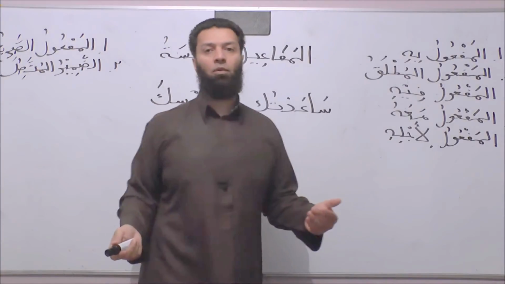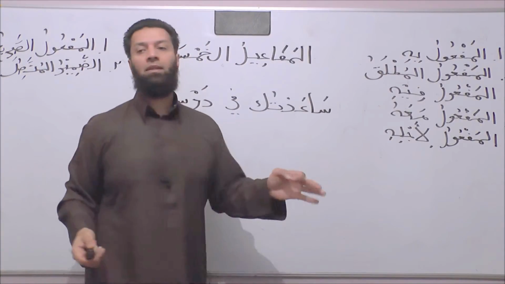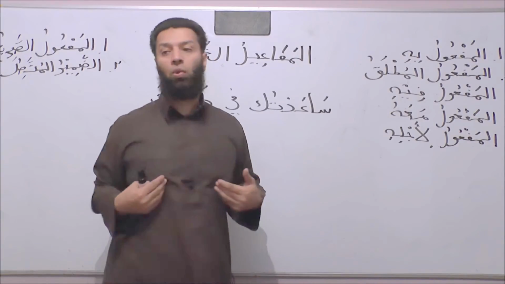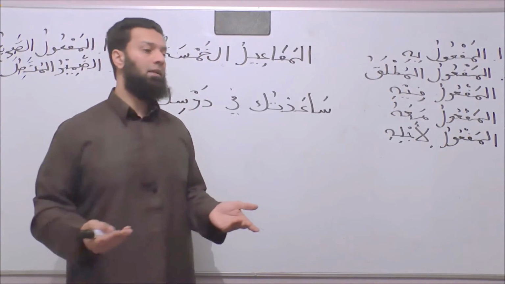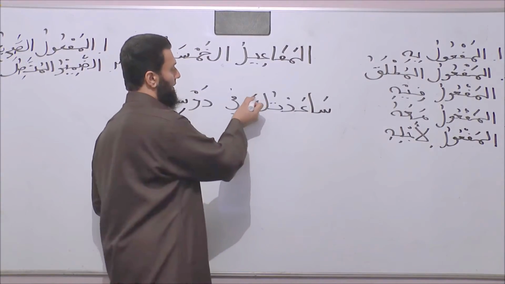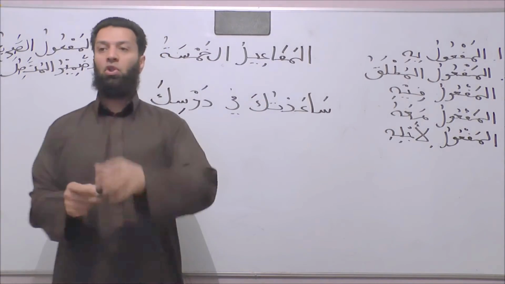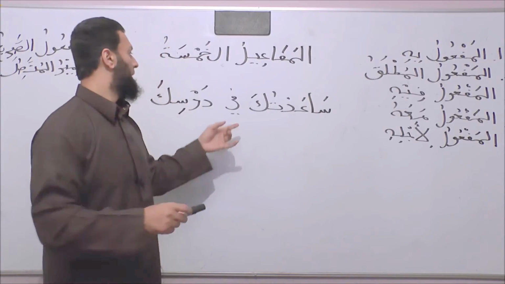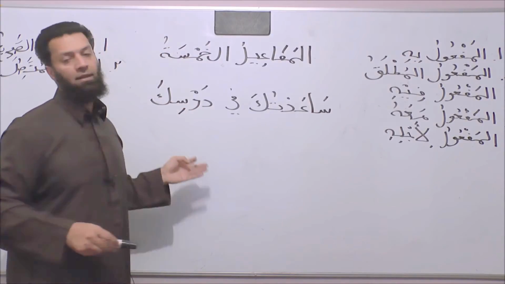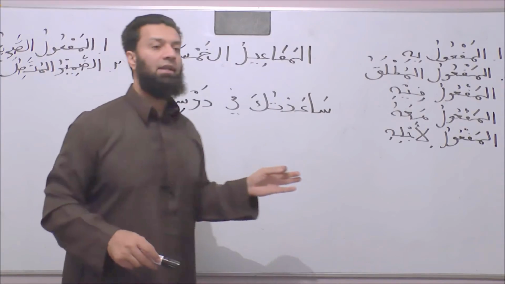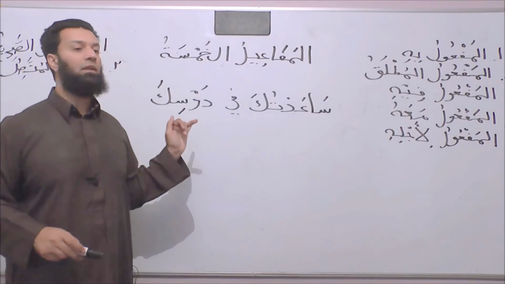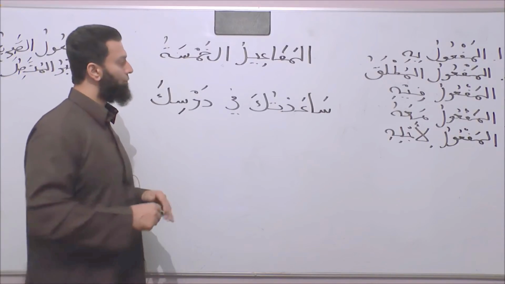What does it mean therefore? ساعد means he helped or he assisted. ساعدت means I helped or assisted. ساعدتك means I helped you, single male. في, as we know, is a حرف جر. درسي is our اسم مجرور, and ك again is الضمير المتصل.